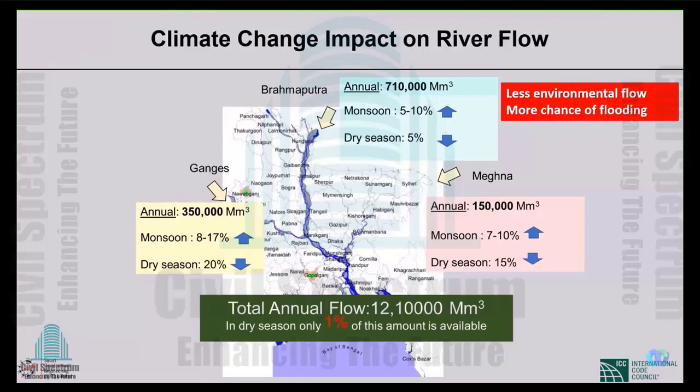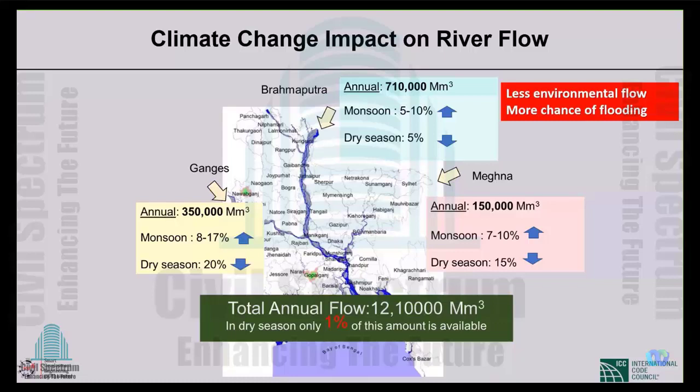Like I said, with 1.5 degrees Celsius or 2 degrees Celsius, the monsoon water will increase 5 to 10%. That will mean more flooding. And dry season flow will be less, 5% in the Jamuna River. What does it mean? If you have less flow in the dry season, we have less flow for drinking.